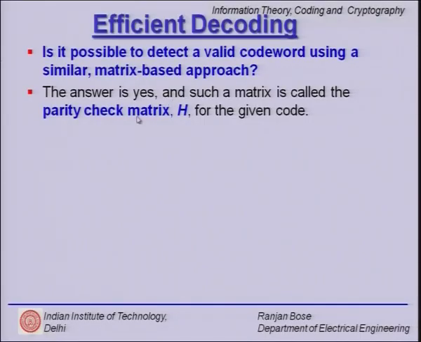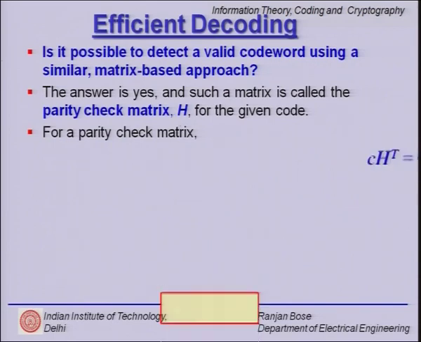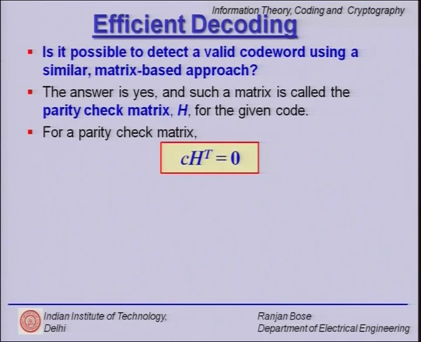We have a matrix called a parity check matrix H for a given code. So, what does this parity check matrix do? Well, it does what its name suggests. Given a vector C, if that vector C is a valid code word, then C H transpose should be a 0 vector. So, the parity check matrix can immediately tell you whether a code word has undergone error or not. Take a valid code word, multiply with H transpose, and you should end up with a 0.